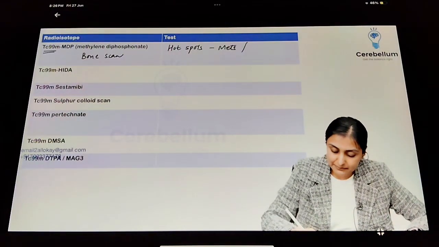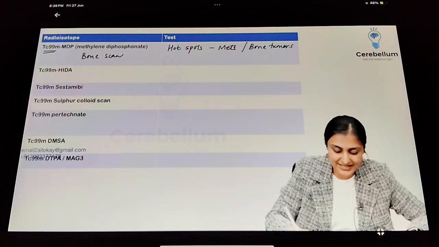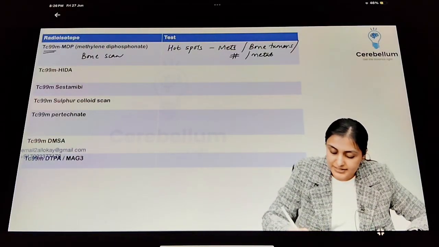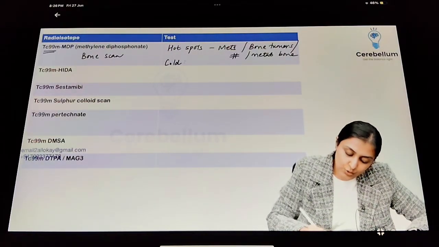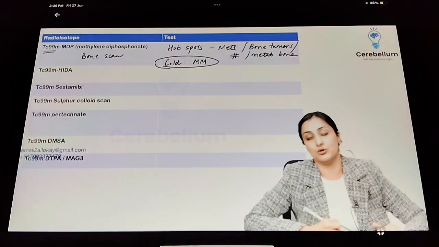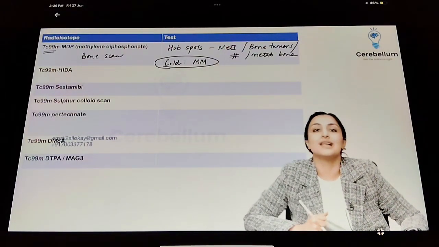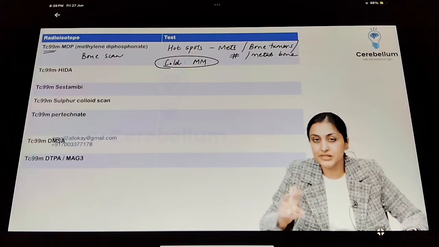So hotspots will be seen in mets, it will be seen in bone tumor, essentially anywhere bone turnover is happening, like a fracture, like a metabolic bone disease, right? But what is very important is cold spot is the characteristic of multiple myeloma. So when you have a lytic lesion but the bone scan does not show increased uptake, that is what we call a cold spot, and that is a feature of multiple myeloma.